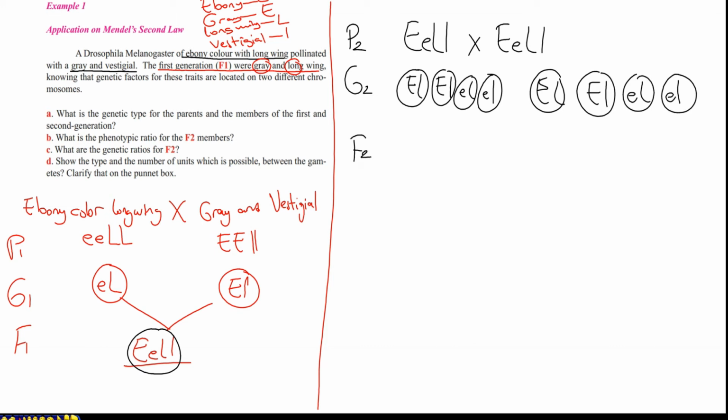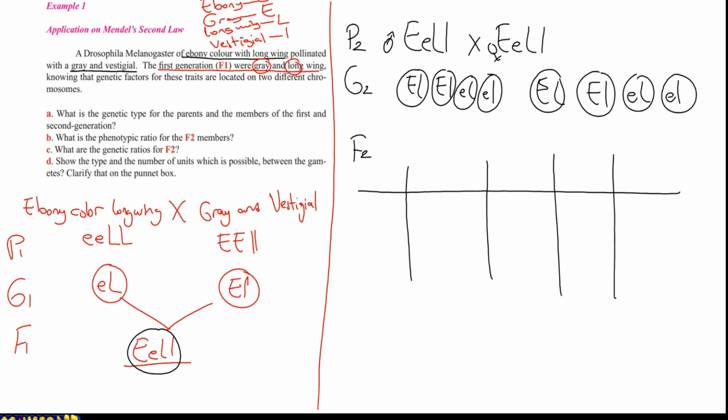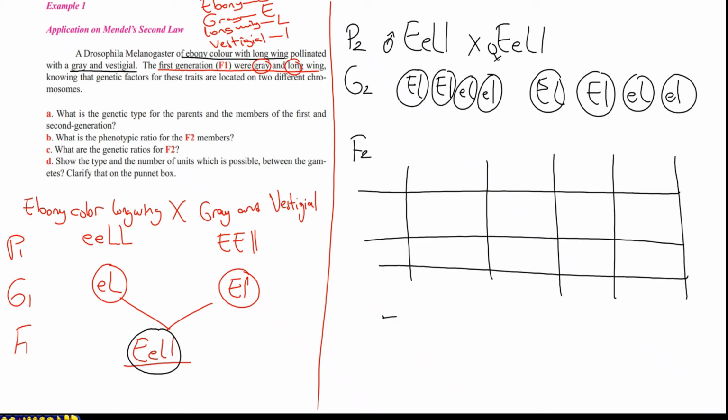As we see, there are 4 male gametes and 4 female gametes. So what do we draw? We draw the Punnett box, with gametes 1, 2, 3 and 4 on each side.